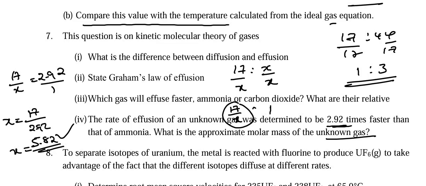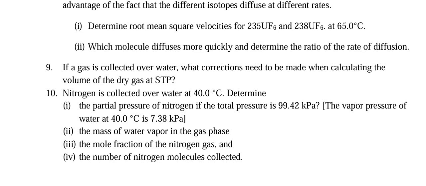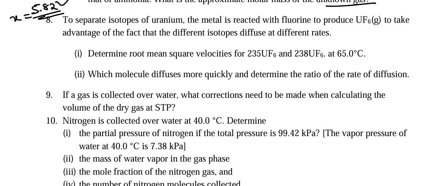Yeah, so here they're just trying to trick you into using your ratios. Yeah, that's basically what we are having. It's not that complicated. They just want to see if you can apply. Then number 8, they're saying to separate isotopes of uranium, the metal is reacted with fluorine to produce UF6.